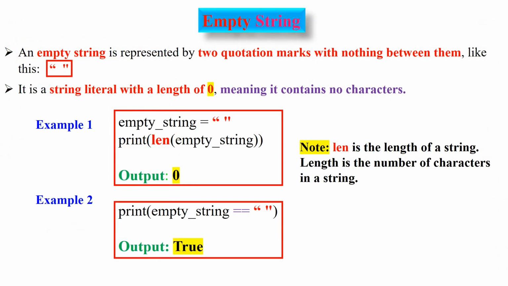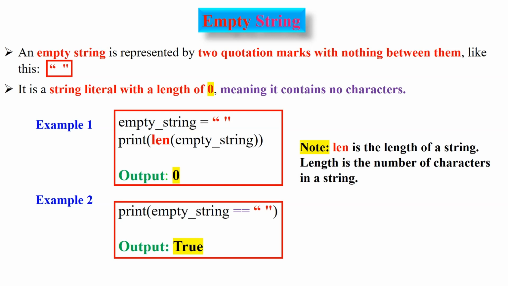Let's learn about empty strings. In Python, an empty string is represented by two quotation marks with nothing between them, like this, open quotes and close quotes with no characters inside. It is a string literal with a length of 0, meaning it contains no characters. Here are a few examples of working with empty strings in Python.